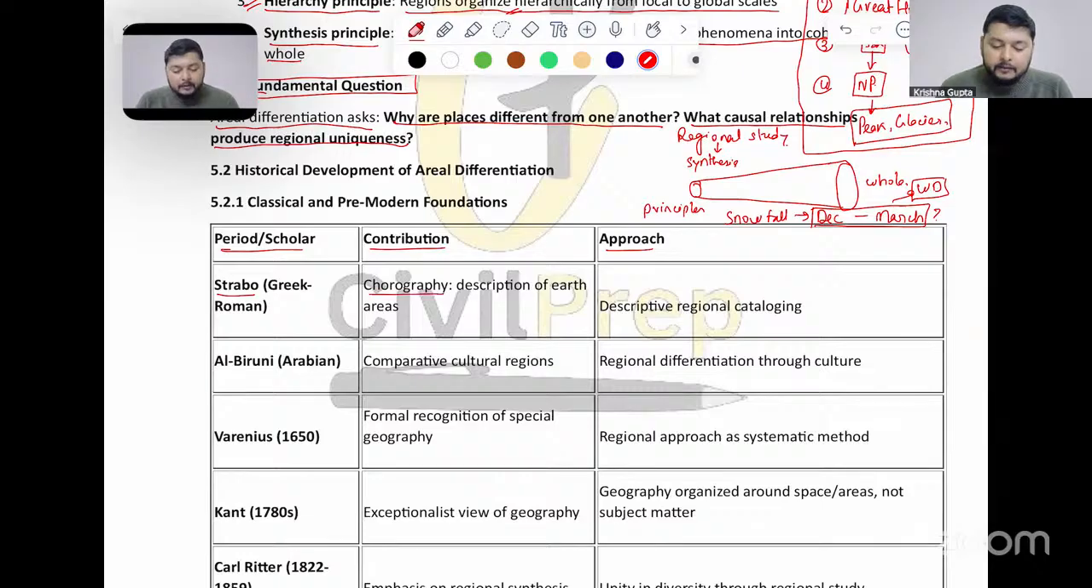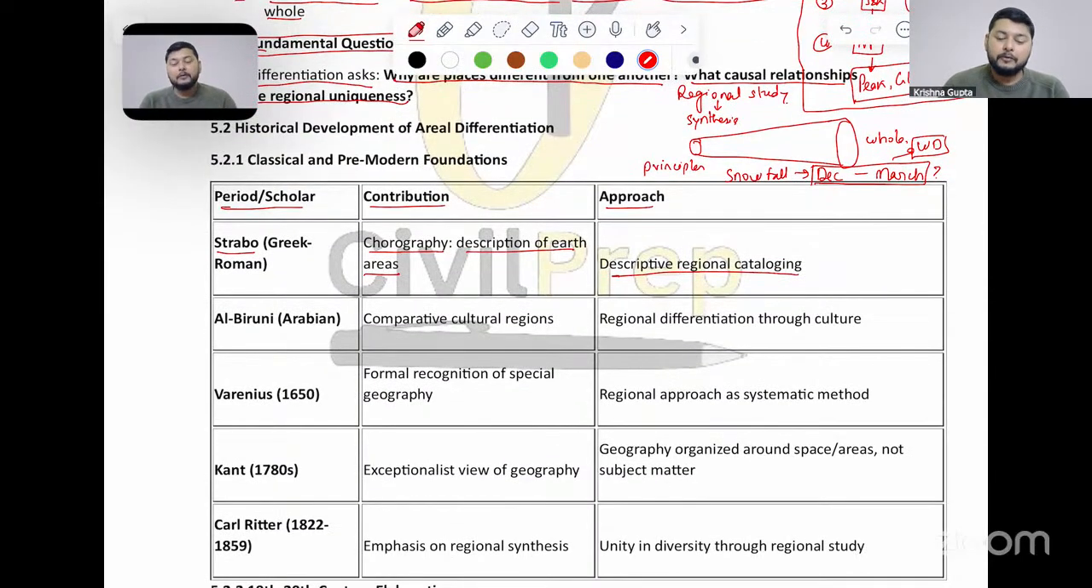He applied chorography, that is description of earth areas. It was majorly descriptive regional cataloging. If you go to the internet, you will see the work of Strabo. Here the chorography, that is the description of earth, is provided. Then Al-Biruni, that is Arabian. Comparative cultural regions, that is regional differentiation through culture.